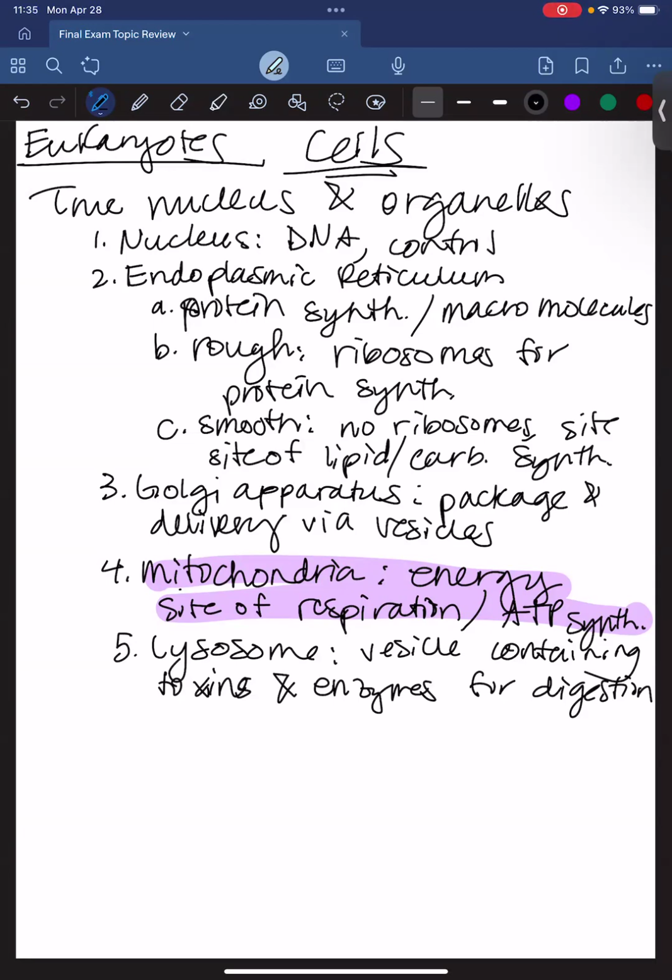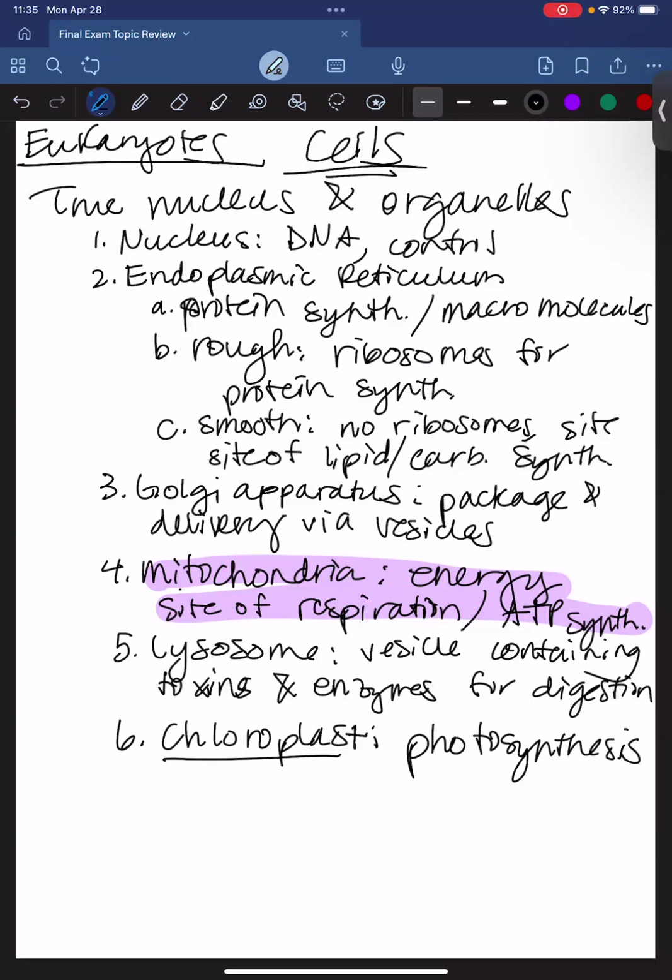Is there anything else that you can think of that we need to go over for the cell parts of the eukaryotes? Okay, so there was one more. Chloroplast. What's a chloroplast? All right, so photosynthesis, right? Chloroplasts, we find these in plants and in algae.